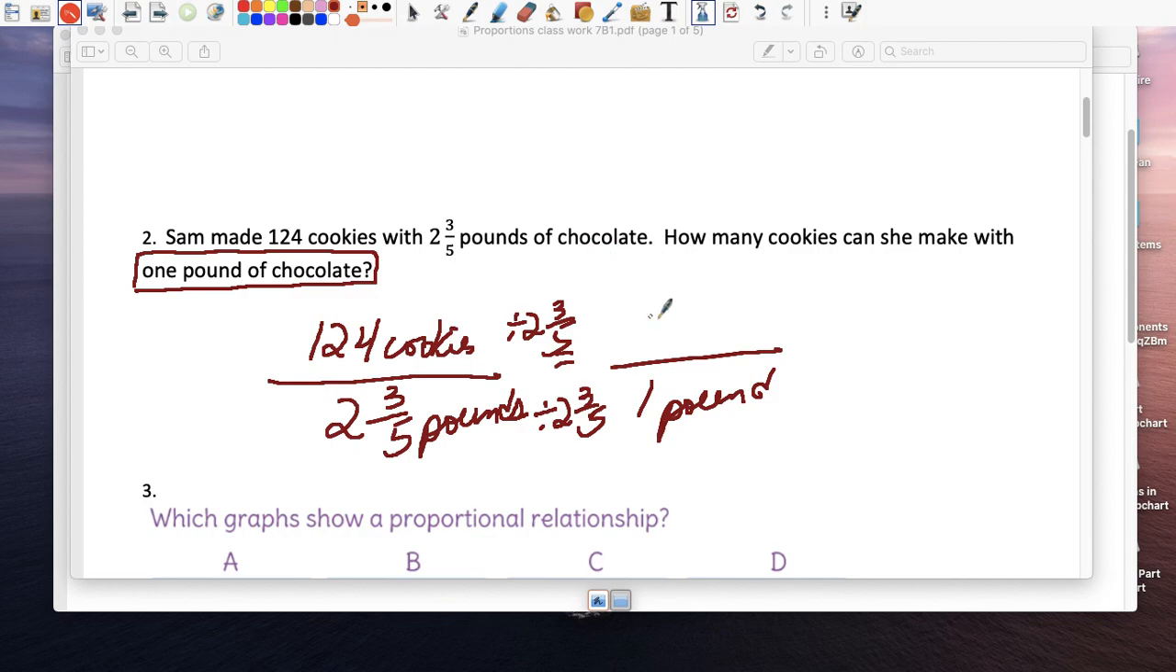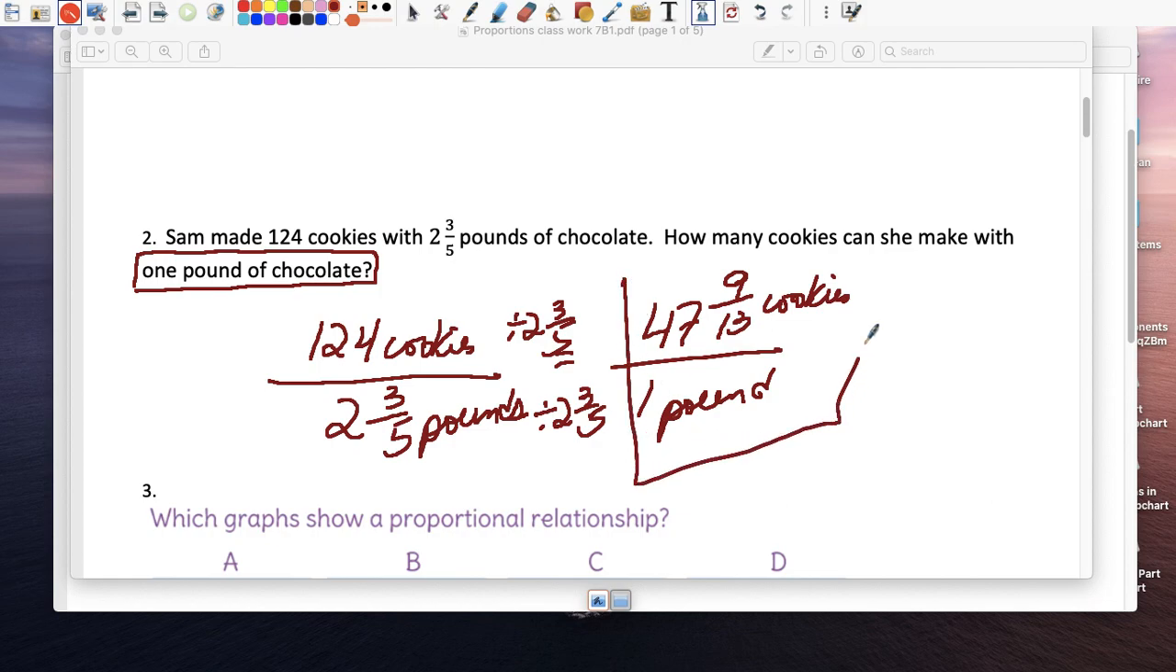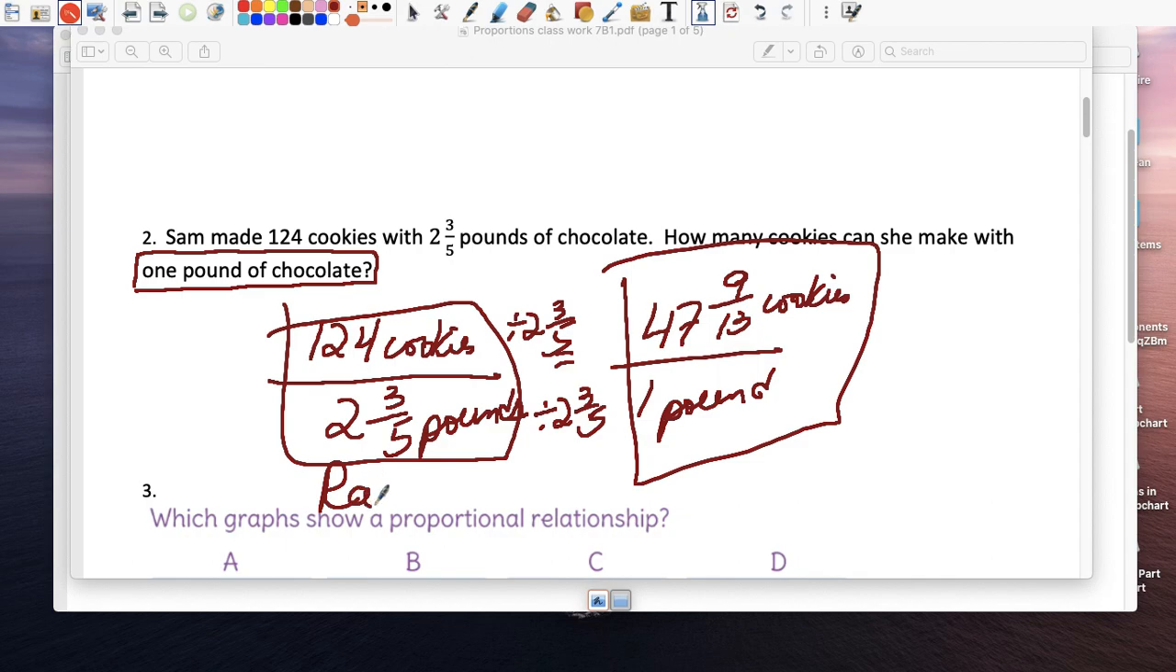Enter. We can make 47 and 9/13 cookies. So we can make 47 full cookies and 9/13 of the next cookie with 1 pound of chocolate. Again, this is your unit. This is your rate, and this is your unit rate per pound. Okay.